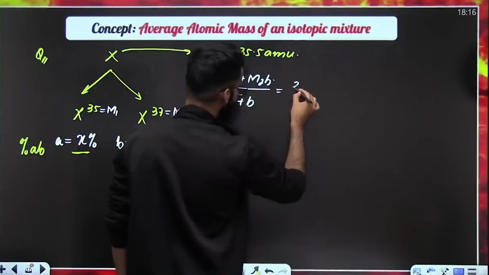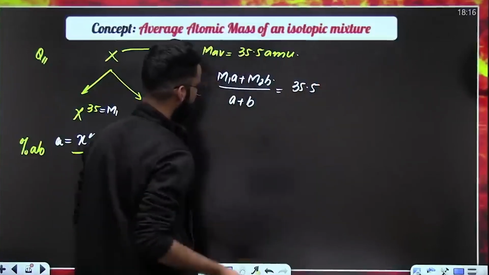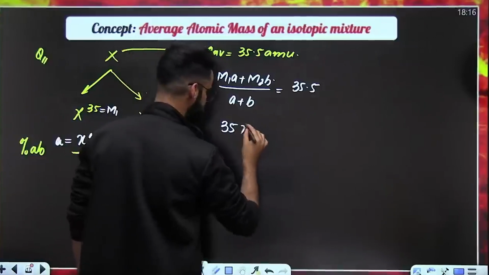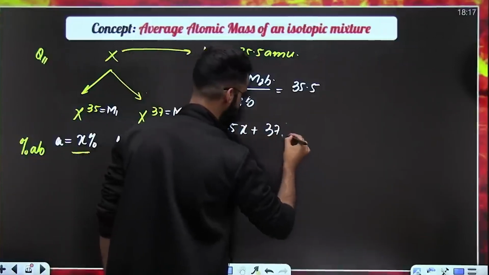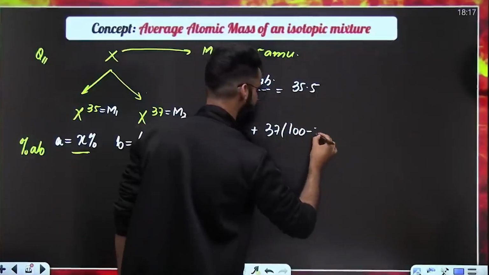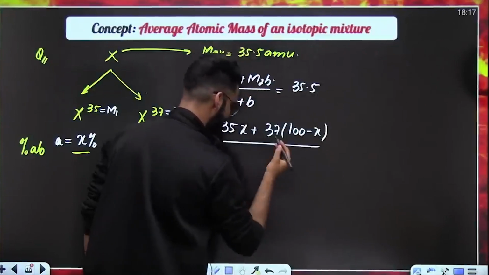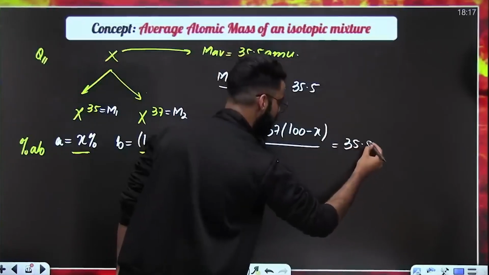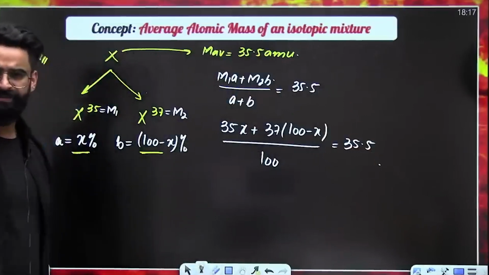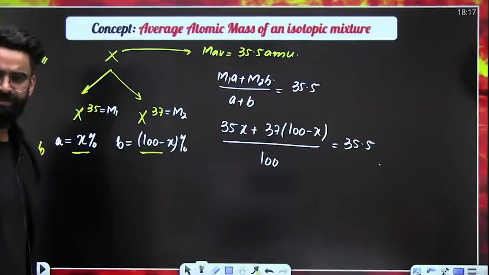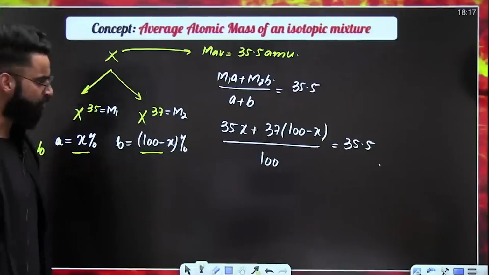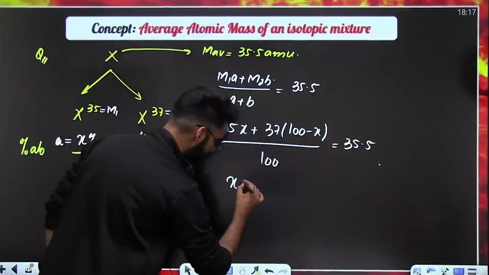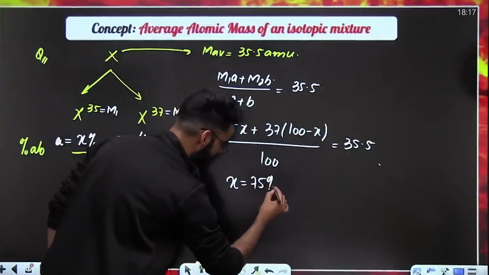And this value, as per the question, is 35.5. M1 value is given to us as 35, A value is X, M2 value is 37, B value is 100 minus X, divided by A plus B, which is always 100, and this value will be 35.5. Correct? Simple. So, my dear students, if you just do the cross multiplication, you'll get the value of X, and the value of X will come out to be 75%.